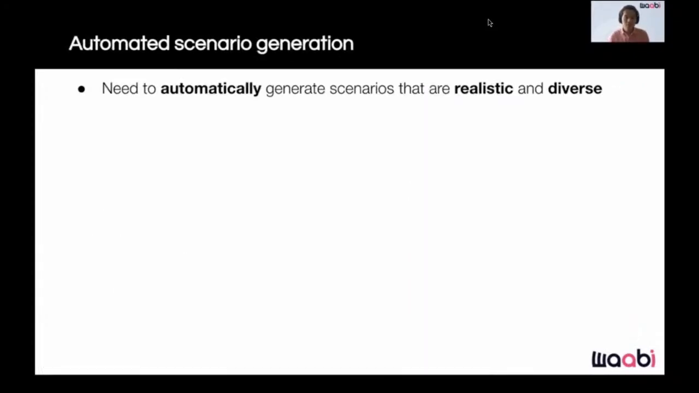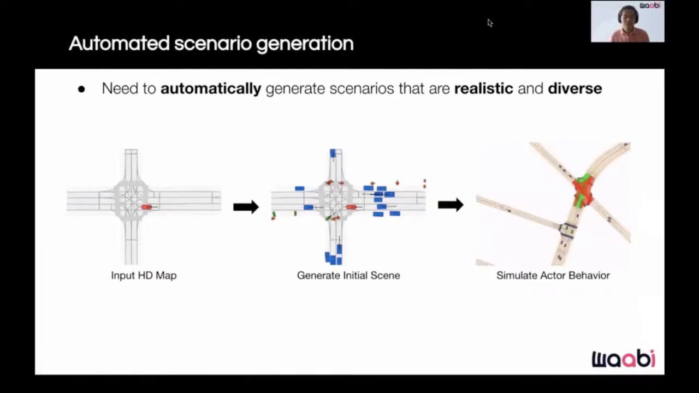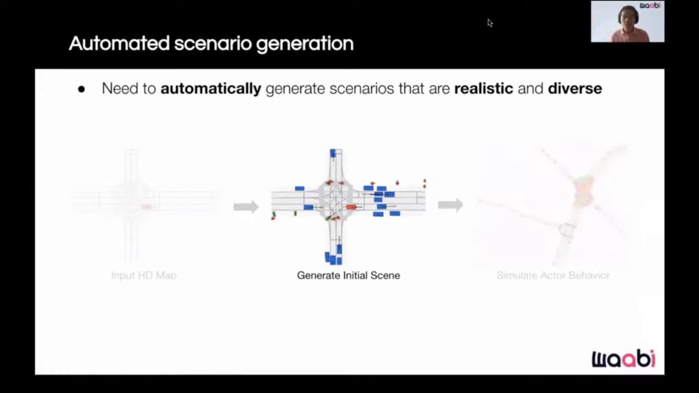Therefore, in order to scalably test our self-driving vehicles in simulation, we need methods that allow us to automatically generate scenarios that are both realistic and diverse. In particular, given a high-definition map of the scene and an initial configuration for the self-driving vehicle, we'd like to first initialize the scene with actors of varying classes and attributes. And then we want to simulate their behaviors over the duration of the scenario in a reactive manner. I will first present an overview of some methods for generating the initial scene. Later, my colleague Simon will discuss how we can simulate actor behaviors as well.